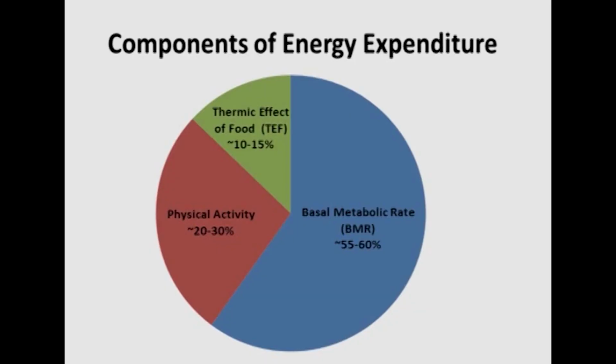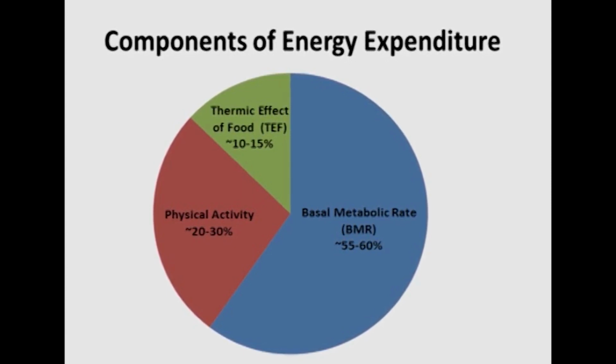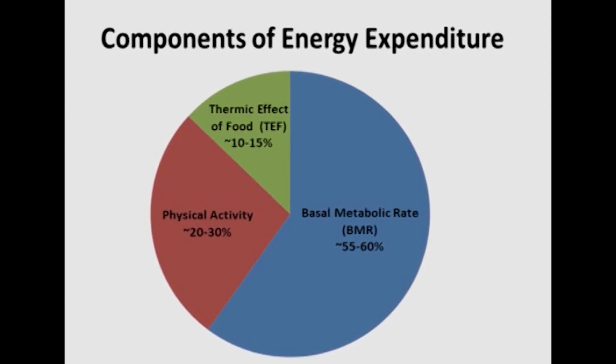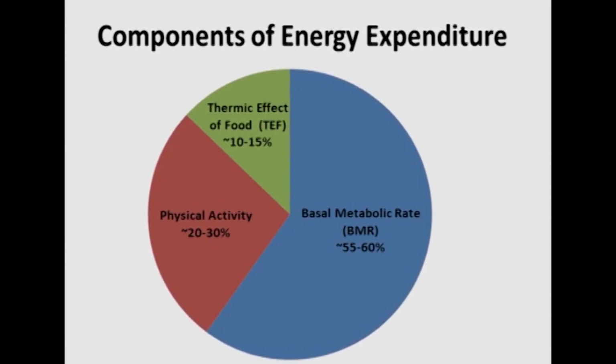So, the components of energy expenditure are thermic effect of food, which is about 10 to 15% of total energy expenditure, basal metabolic rate, which is 55 to 60%, and physical activity, which is 20 to 30%. Generally, basal metabolism represents a person's largest expenditure of energy, followed by exercise and the thermic effect of food. Of these categories, energy spent in physical activity is most responsive to voluntary control.